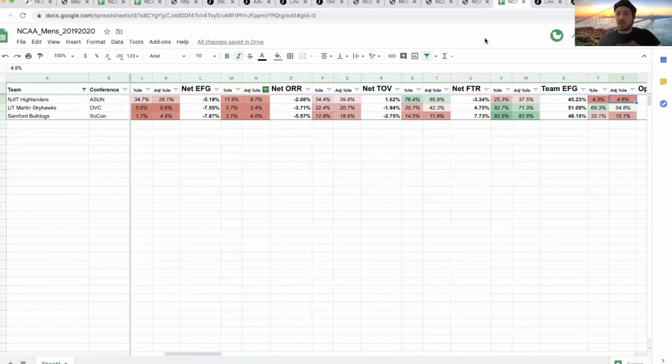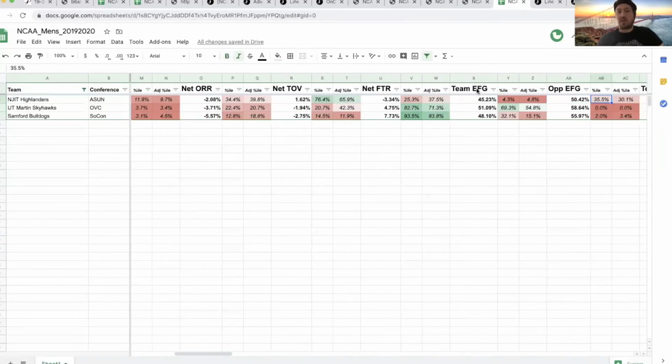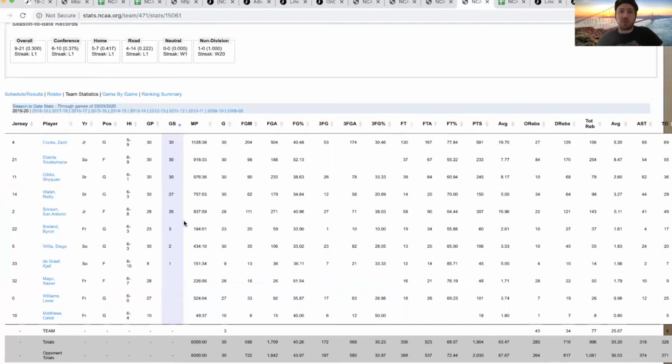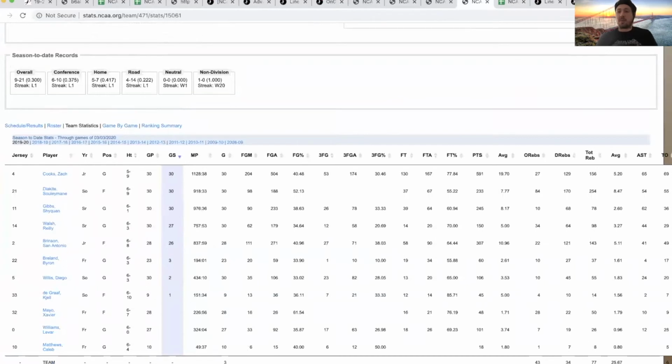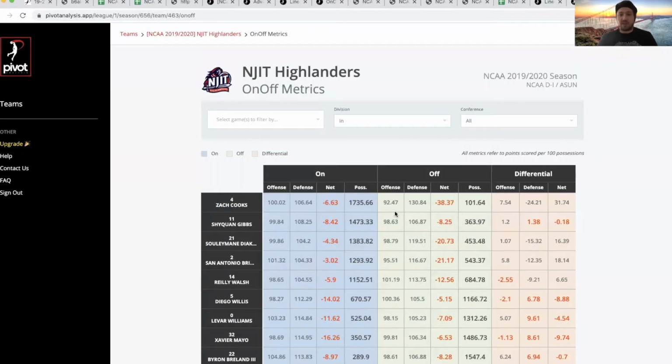Also leveraging what we know of the roster and how we project this to look going forward. So I pulled up the NGIT roster so we can start to see, okay, the players that are leaving, were they the most important players? So we have a couple seniors, Riley Walsh and Shaquan Gibbs. How are they actually affecting the team?